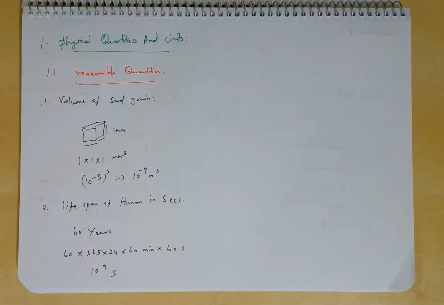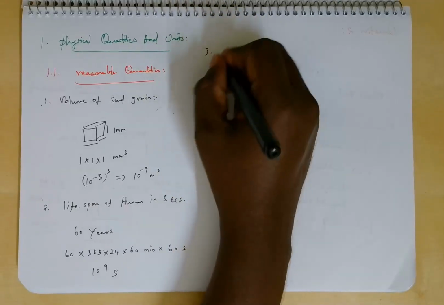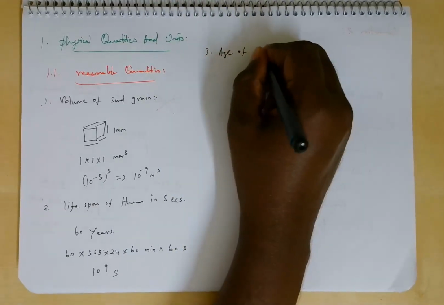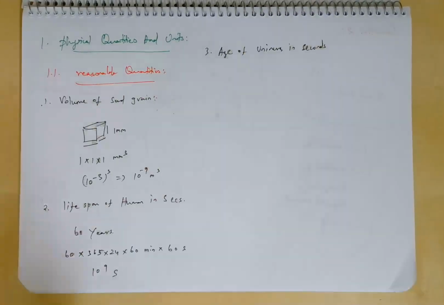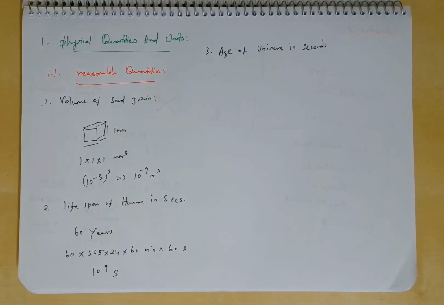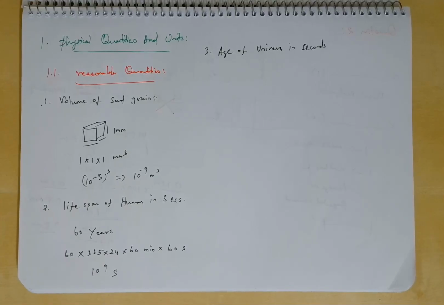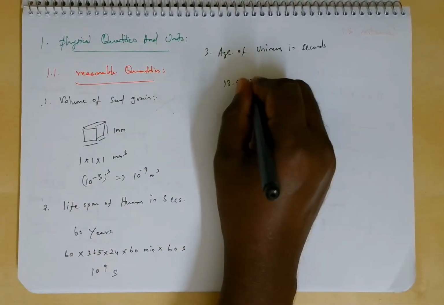Is it clear, sir? Yeah. Here is another one: age of the universe in seconds. I think 13.3 billion years. Yeah, it's 13.8 billion years.